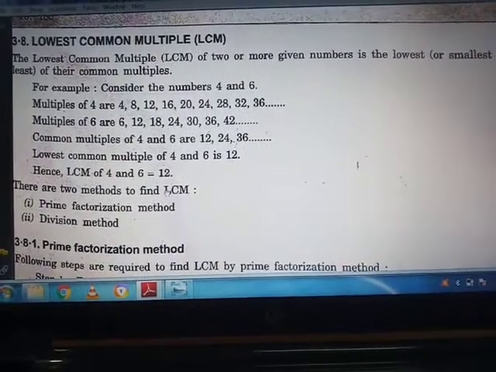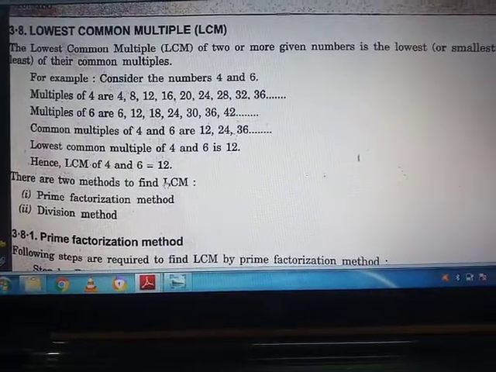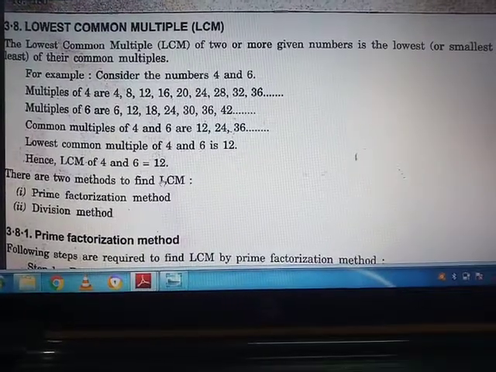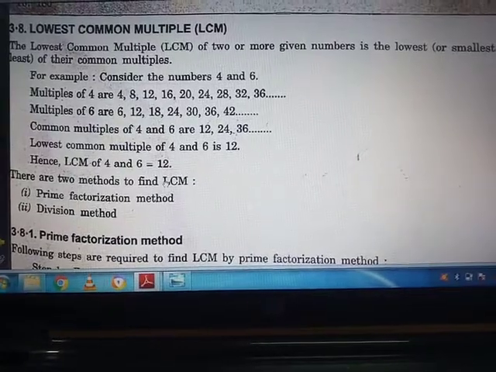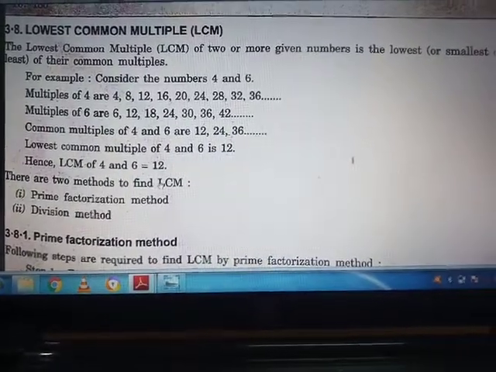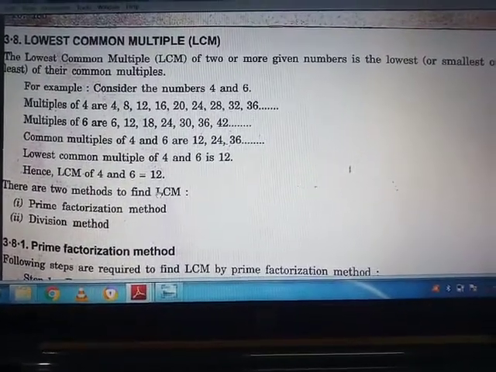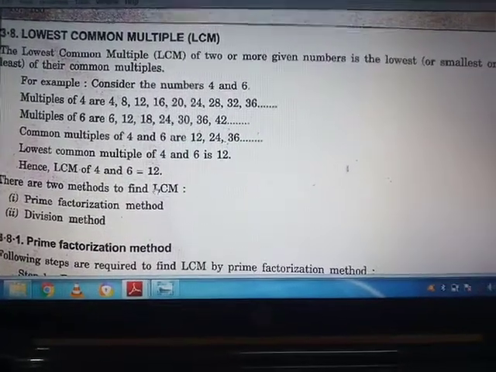Okay. For example, consider the numbers 4 and 6. Multiples of 4 are 4, 8, 12, 16, 20, 24, 28, 32, 36. All these are multiples of 4.